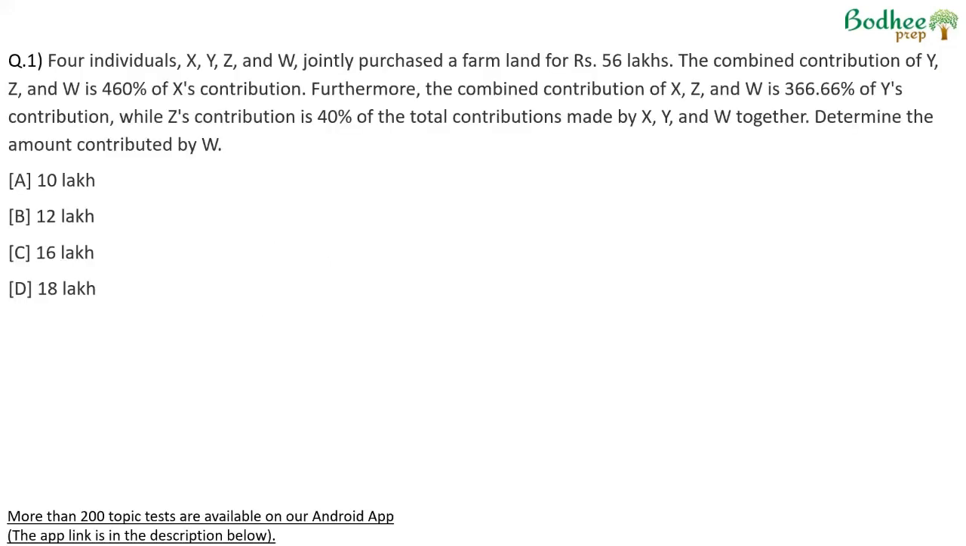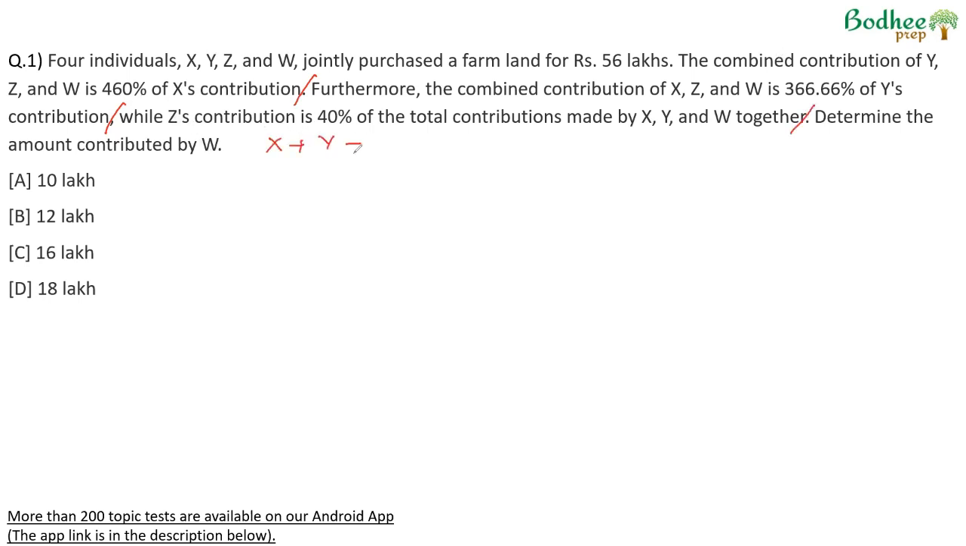Looking at the questions, this is question number 1. Question 1 says: 4 individuals, X, Y, Z, W, jointly purchased a farmland for 56 lakhs. The combined contribution of Y, Z, and W is 460% of X's contribution. Further, the combined contribution of X, Z, W is 366.66% of Y's contribution. Z's contribution is 40% of the total contribution of X, Y, W together. Determine the contribution by W.